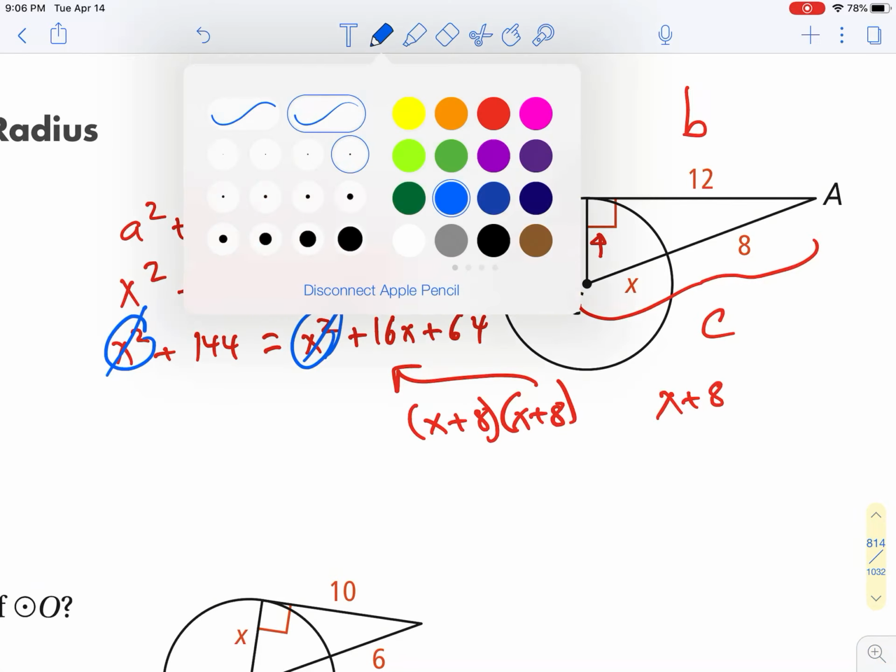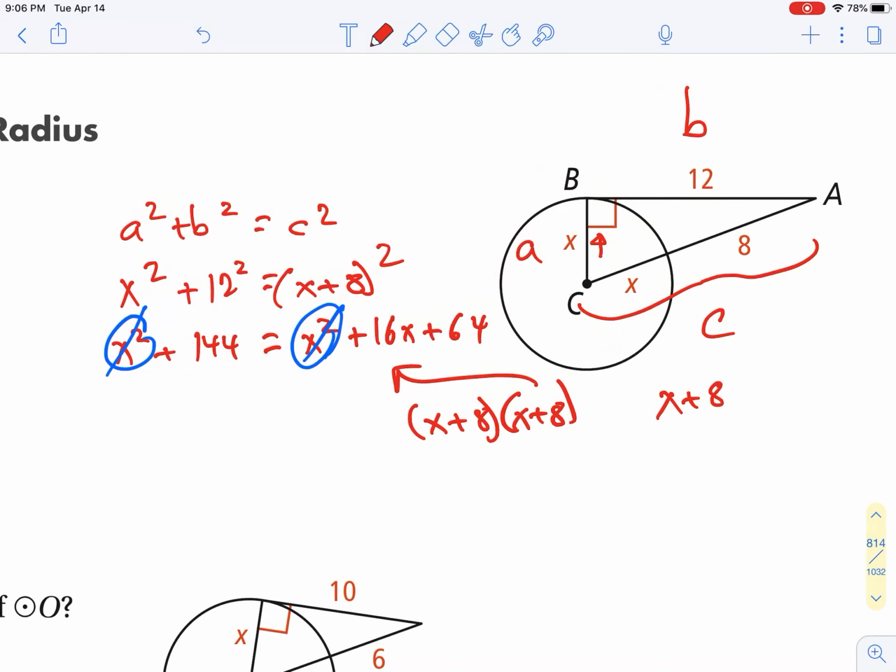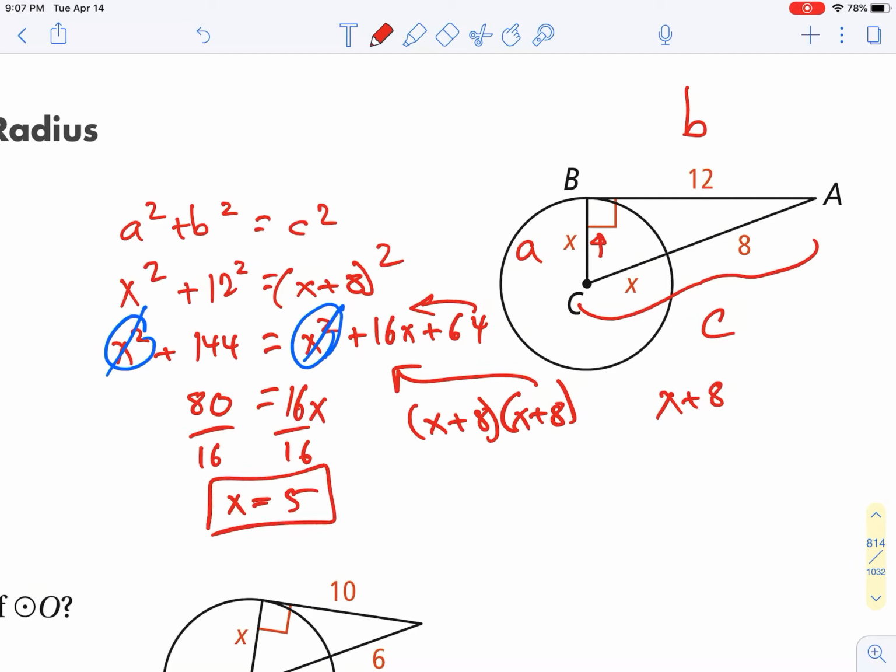Just like that. Now it's a matter of bringing things to one side and leaving x all by itself. So 16x, and that's 64. I'm going to subtract and bring that over there. That becomes 80. Divide both sides by 16, and bam, x is equal to 5. So not so bad. The question is, what's the radius? And there's our radius right there. That's equal to x.